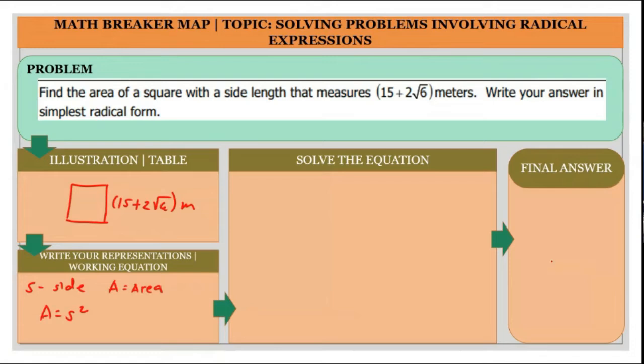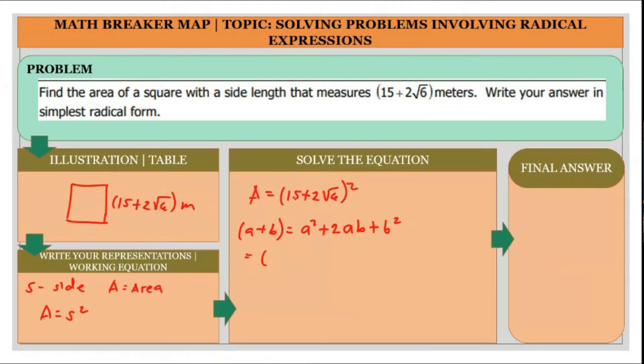So this will be our working equation, and we will now substitute the values of our side and solve for the answer. So A will be equal to 15 plus 2 square root of 6, raised to 2. Okay, so in this case, we will be squaring a binomial. And there is a special product wherein if you will be squaring a binomial, that will lead to the square of the first term plus twice the product of the first and the second term plus the square of the last term. So the first term will be a, so we will just substitute.